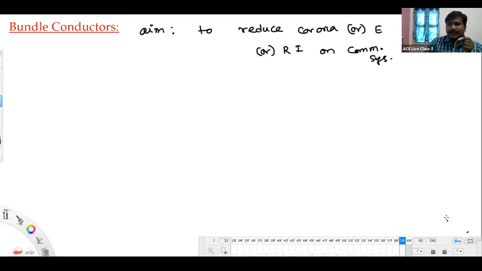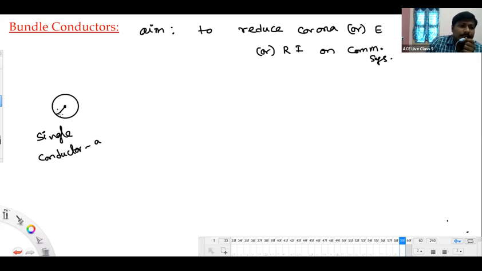I'll show you the diagram first, then I will go for the definition. Actually, this is a single conductor system. The radius of this wire is smaller. This we are going to replace with a number of conductors in phase A. Let's say three conductors in phase A. So it is A1, and similarly A2 and A3.